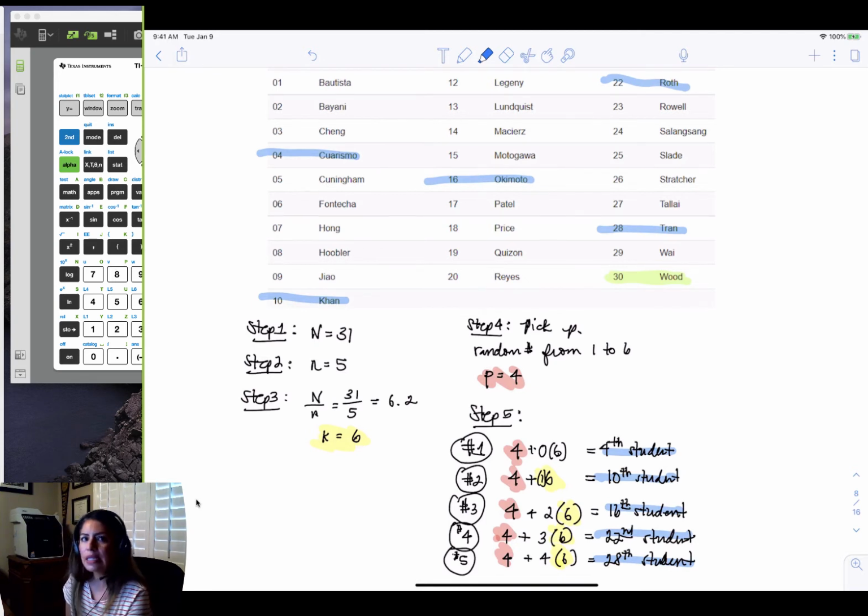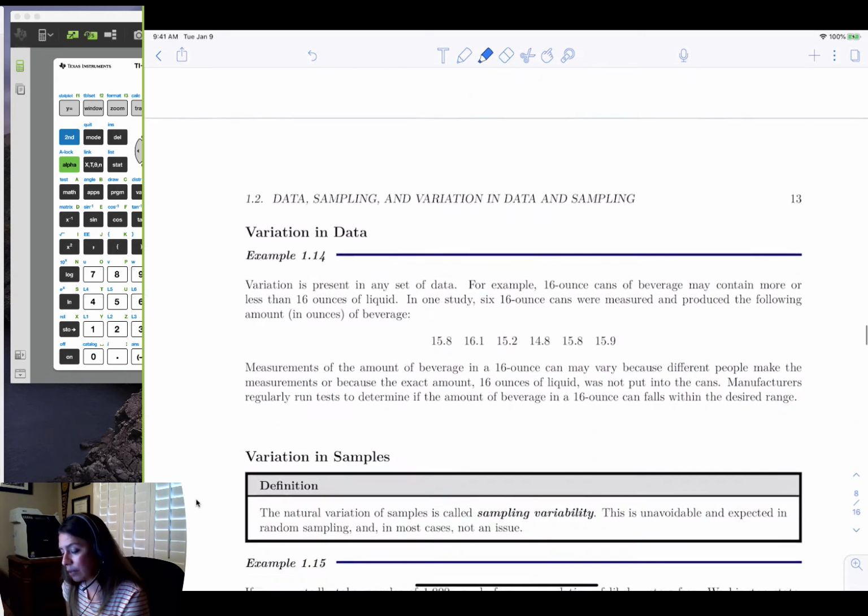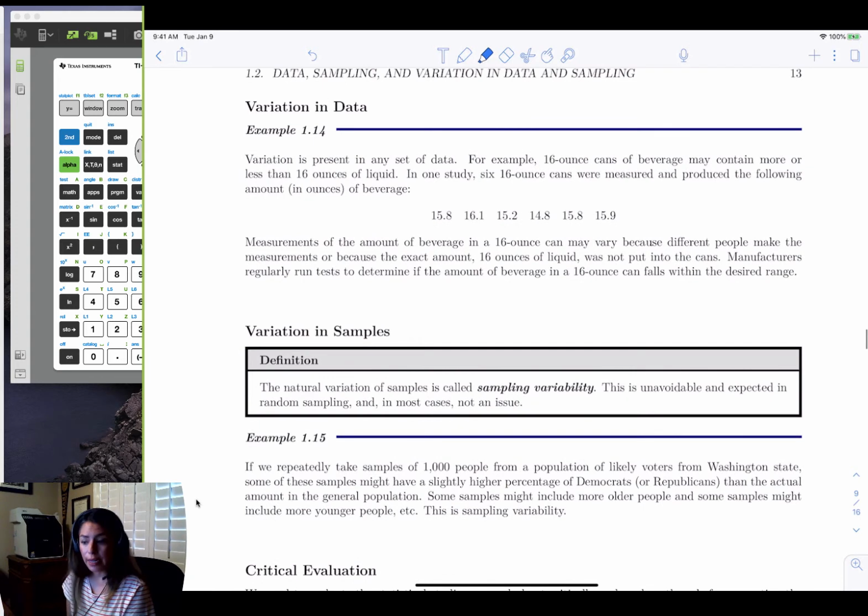But that's how systematic sampling will go. So it's good to show you the mathematical background behind some of these sampling techniques, because it really has a strong math background. Okay, and so the last thing we need to talk about is variation in data. Because the data can vary, we need to really talk about how that affects our data from our sample.